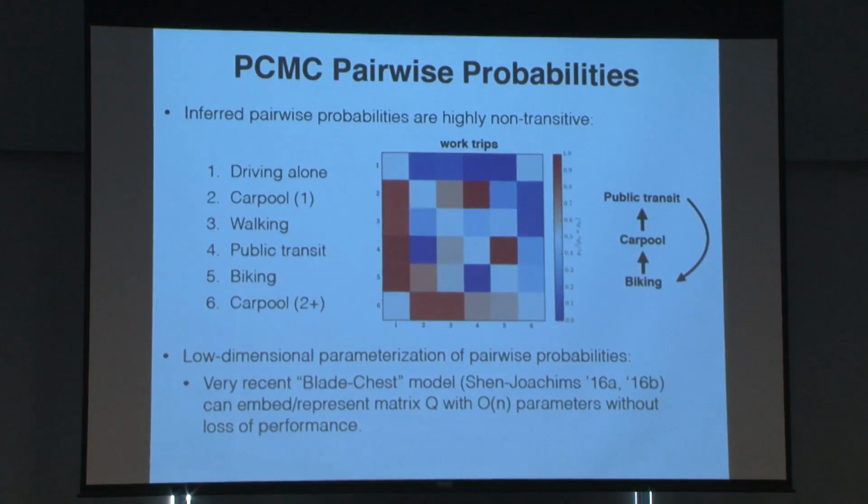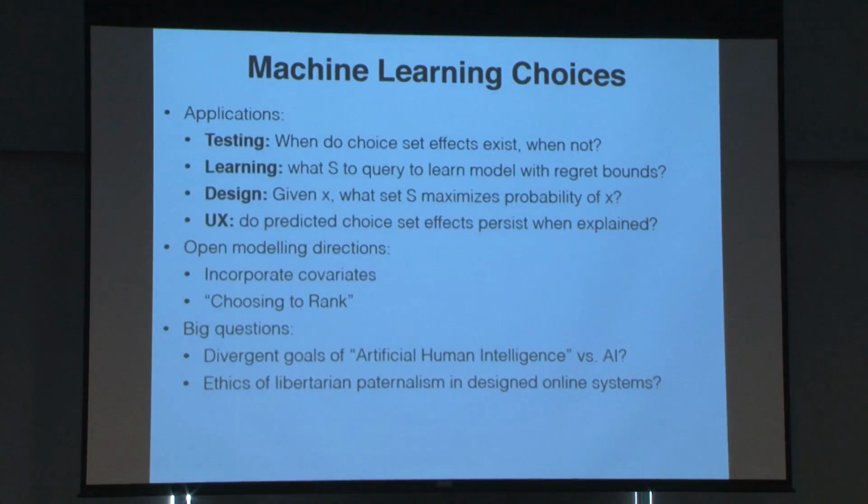Now, I previewed this point that there are actually very clean ways to parameterize this matrix with just order n parameters, which is based on very recent work, two papers in the last year by Shu Chen and Torsten Joachims. Something called a blade chest model, which is an embedding model that's interesting for non-transitive comparisons.